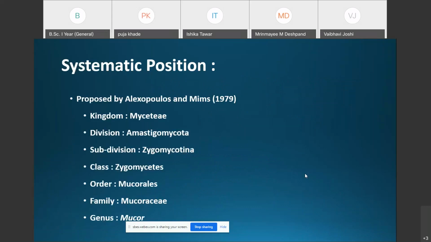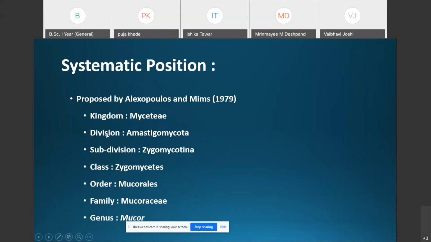Here, we are following the classification proposed by Alexopoulos and Mims. As per this classification, Mucor is placed in the kingdom Mycetae. We have already discussed that all the fungi are included in the kingdom Mycetae. Division Amastigomycota, subdivision Zygomycotina, class Zygomycetes, order Mucorales, family Mucoraceae, and the genus is Mucor.